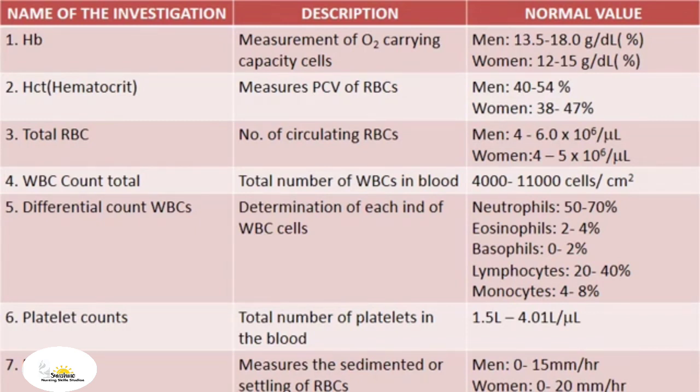ESR, that is erythrocyte sedimentation rate, it measures the sedimented or settling of RBCs in the tube. In men, it should be 0 to 15 millimeter per hour, and in women, it should be 0 to 20 millimeter per hour. In case of any infection, any minor infection also, the ESR will be raised.